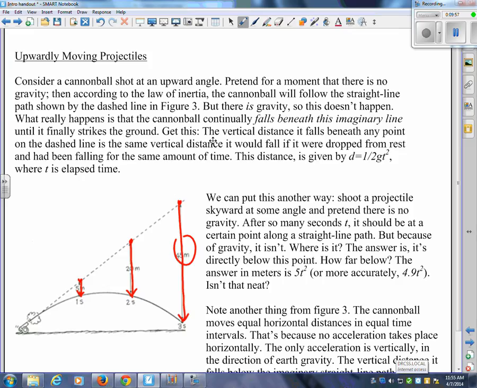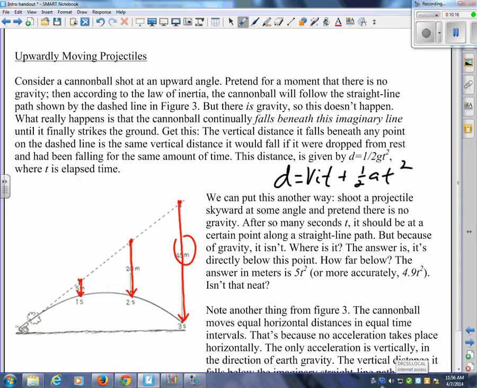Get this, the vertical distance is given by d equals 1/2 gt squared. You've seen that formula before. Where have you seen 1/2 gt squared? I'll write it in the form that you might remember it in: d equals v_i t plus 1/2 a t squared.